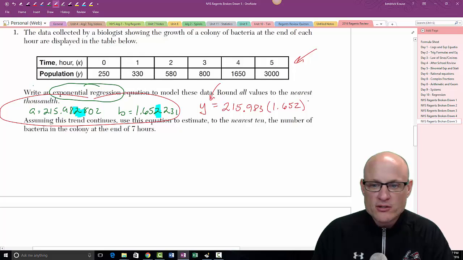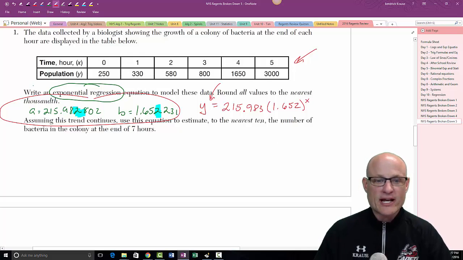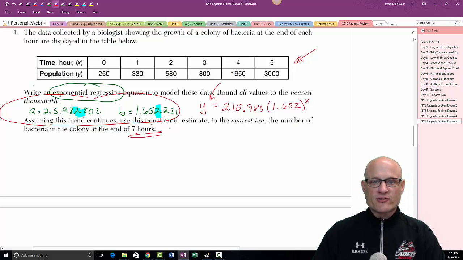1.652 to the x power. Make sure it looks like an exponent. So all we want to know about is 7 hours. So 7 hours, it should be more than this, right? A lot more than this. It's almost doubling every time. So let's see what we got.